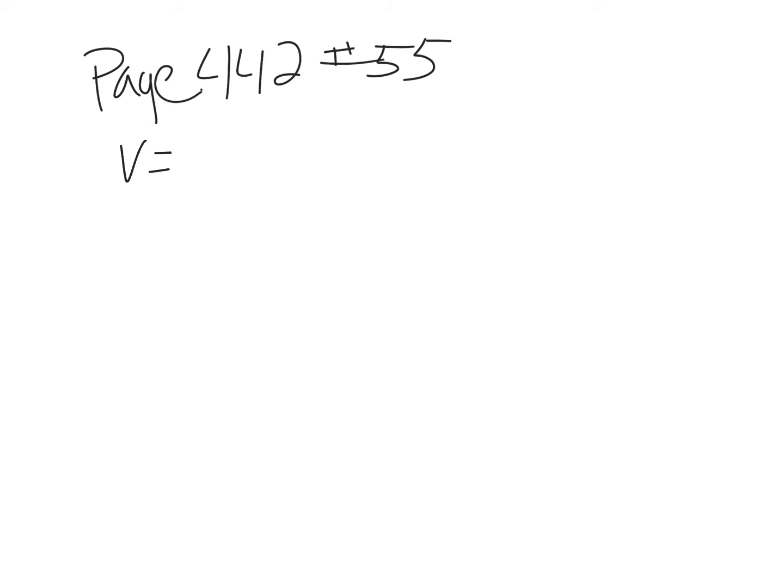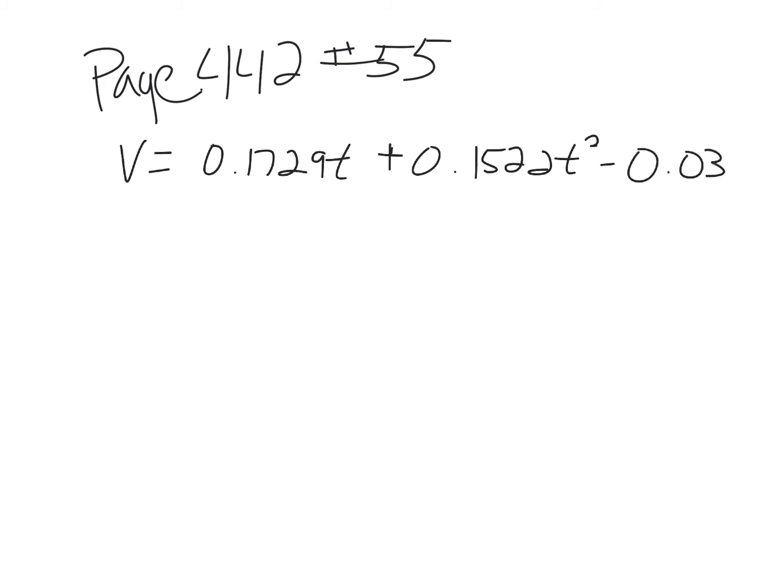V equals 0.1729 t plus 0.1522 t squared minus 0.0374 t cubed, where t is time in seconds. So we want to approximate the average volume of air in the lungs during one cycle. So as I said, it's a 5-second cycle.